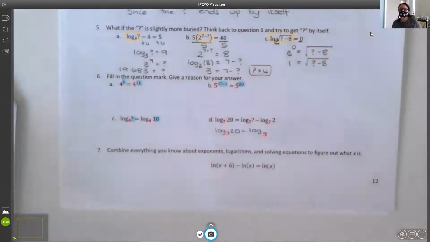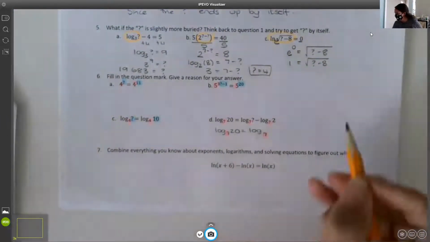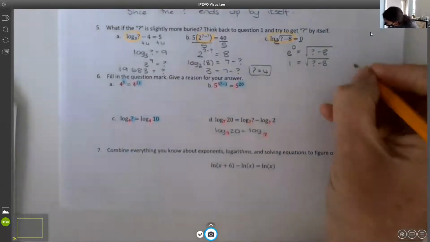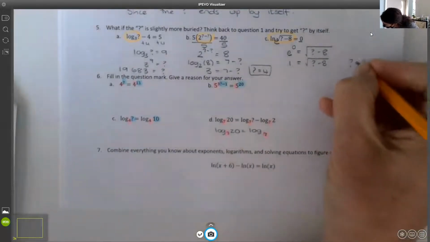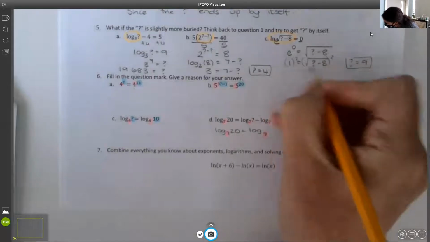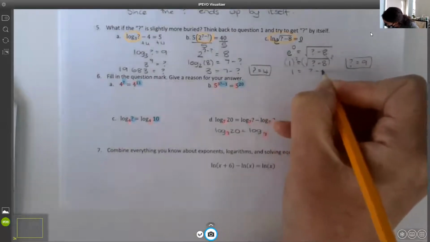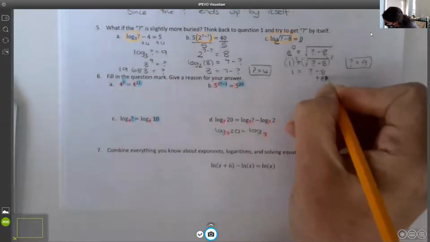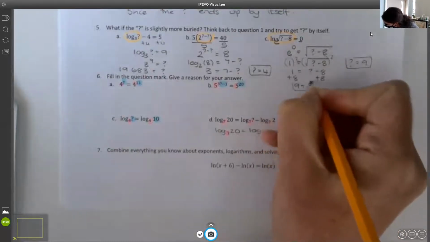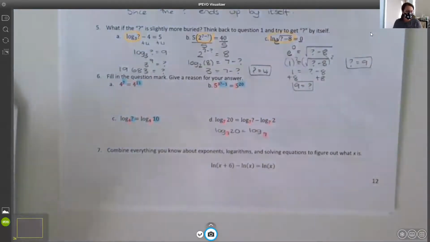And then you could either just think in your head, well, what would make this equal to 1? What would the question mark have to be? It would have to be 9. If you didn't see that, you could also solve it by squaring both sides and then solving the equation from there. Any questions on those?